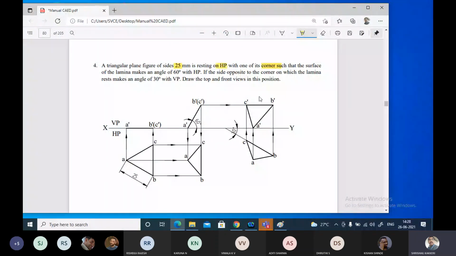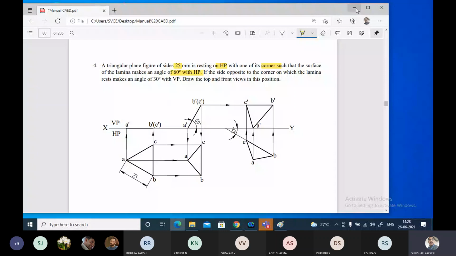This is a corner, such that the surface of the lamina makes an angle of 60 degree to HP. That means we can find its inclination with respect to VP. The side opposite to the corner on which the lamina rests makes an angle of 30 degree to VP. Draw its projections.